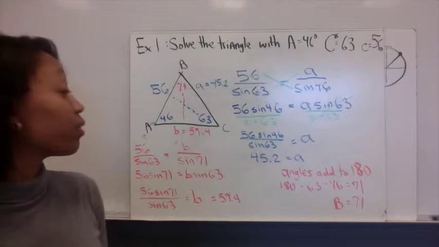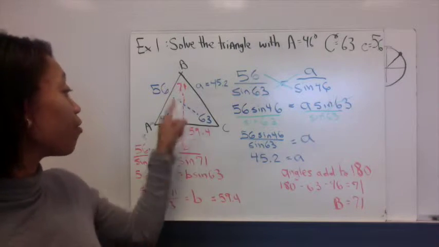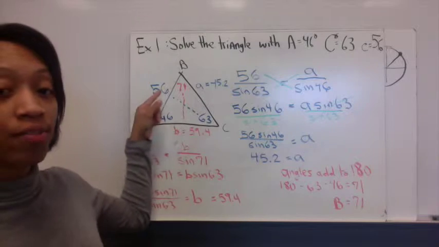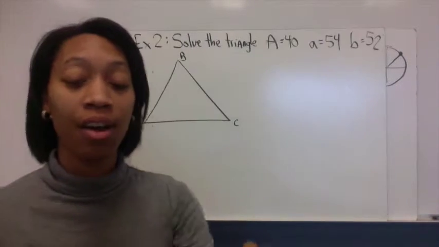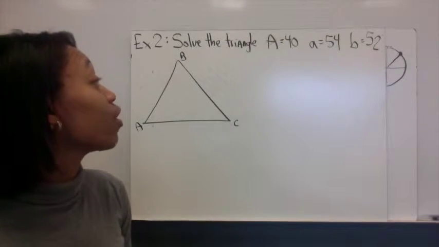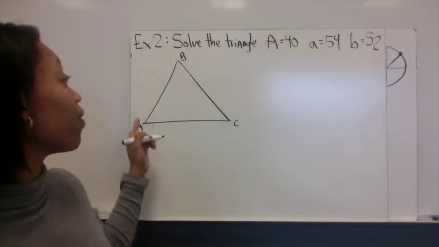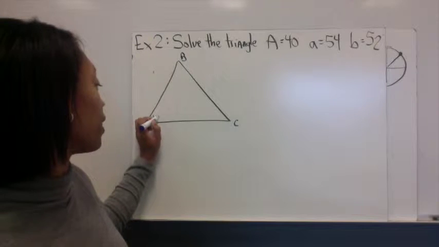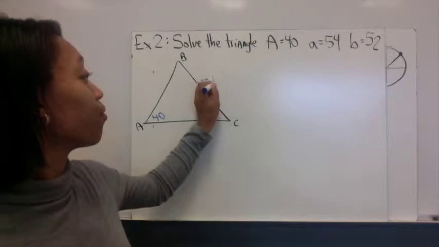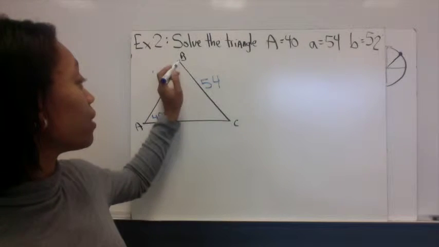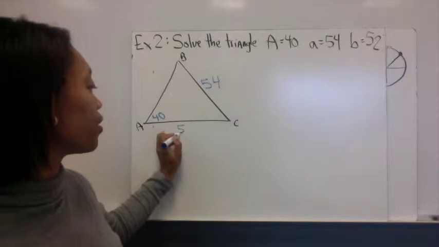All right, great. So now for my triangle, I have found all of the angles and all of the sides, so that means that I'm done solving my triangle. Great. All right. Okay, let's see if we can solve this triangle where the angle A, the capital A, is 40, lowercase a is 54, and lowercase b is 52.